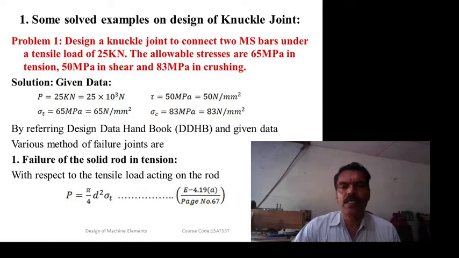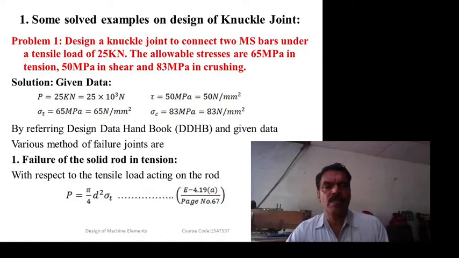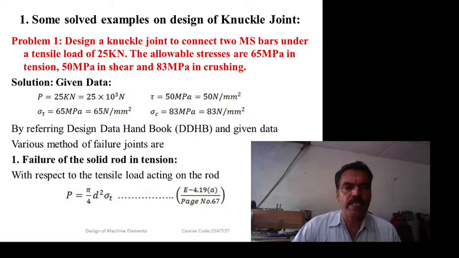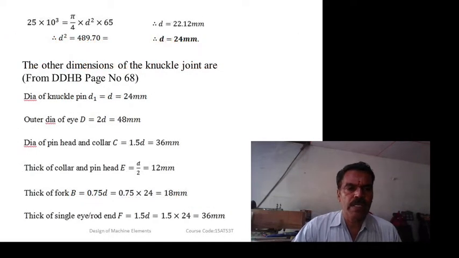P, the load, is equal to area into tensile stress. The area of the rod is pi divided by 4 d square, into sigma T. By applying this formula and substituting all these values in this equation, you can find the d value. Finally we get d equal to 24 mm.